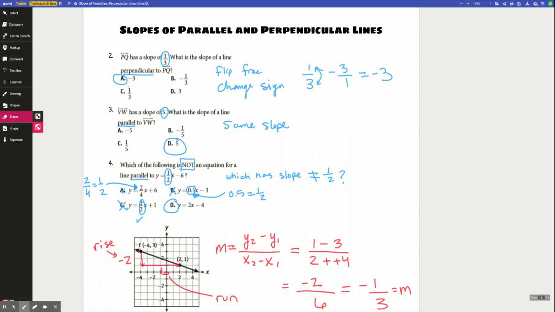Number 3 says this line VW has a slope of 5, and they want to know what's the slope of a line parallel to VW. So remember, parallel lines should have the same slope, so D is the correct answer for that one.